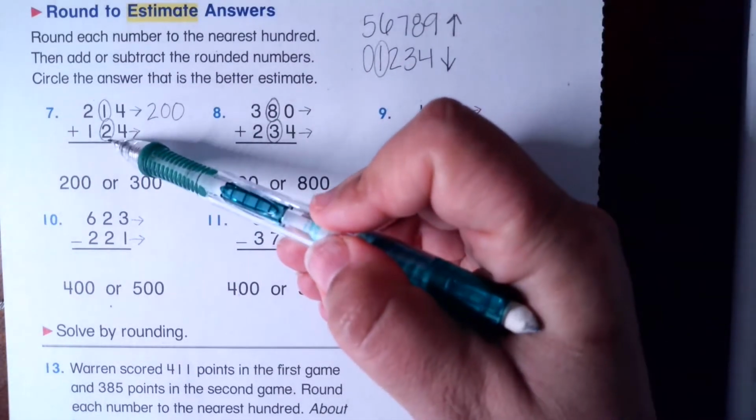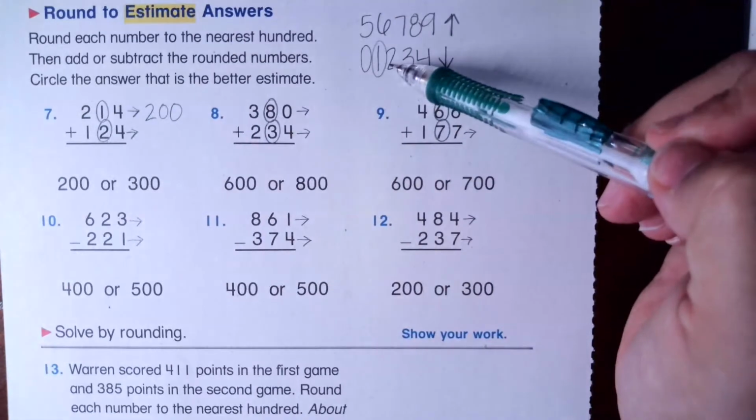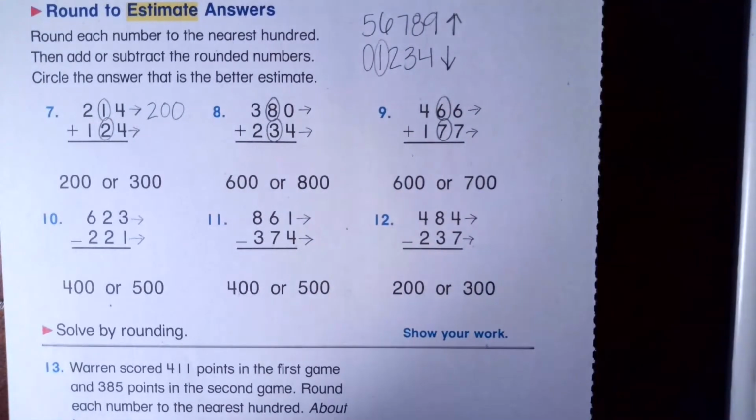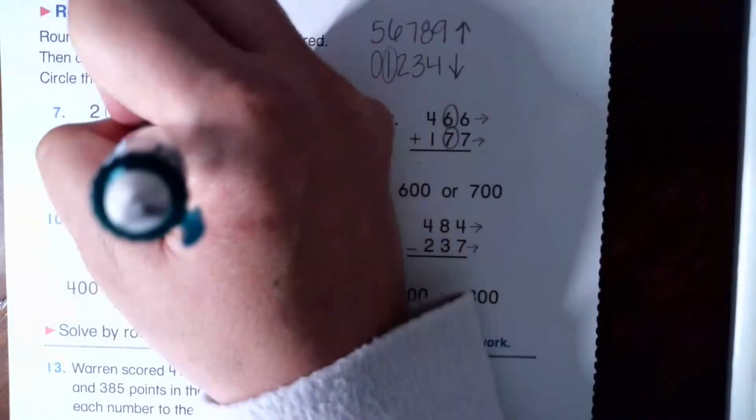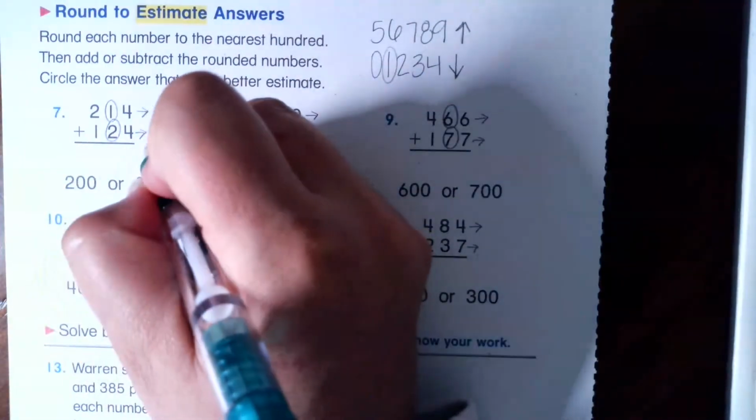And now here I have a 2 in the tens place. So that also tells me that I'm rounding down. Or I can look at my hundreds chart and I see 24. That rounds down. Again, when I round down, my hundreds stays the same. So I have 100.